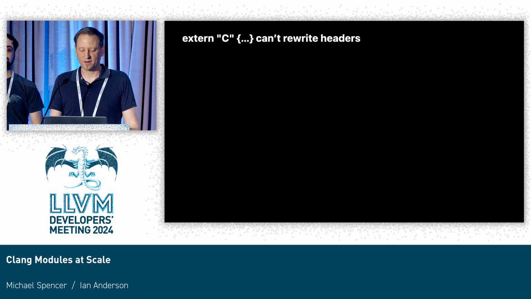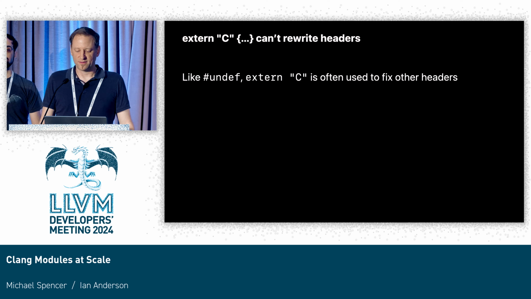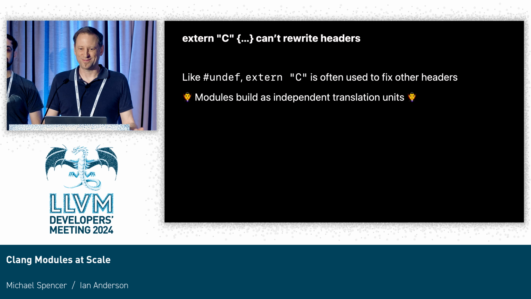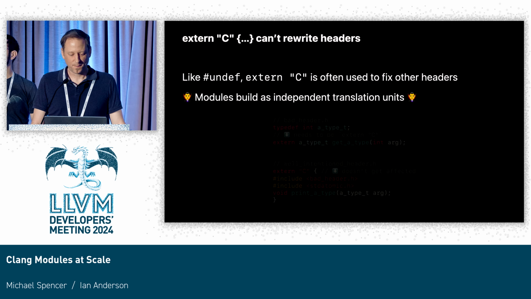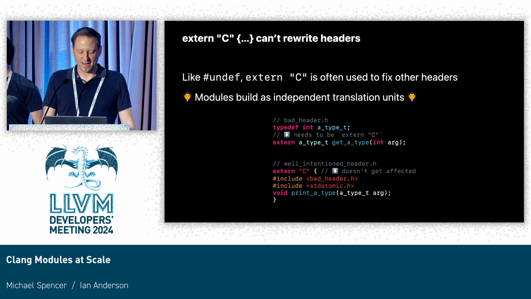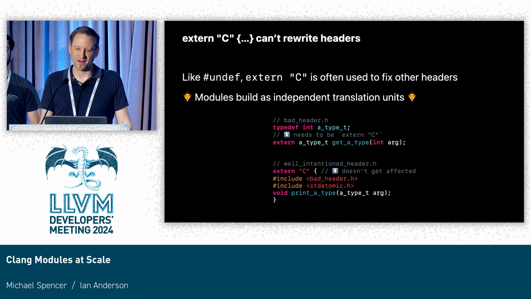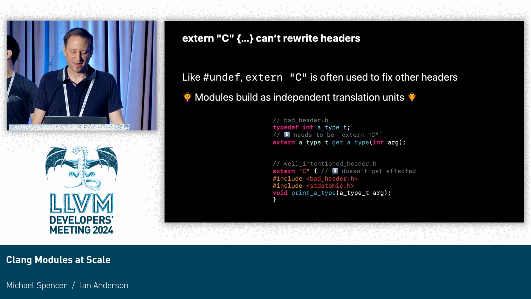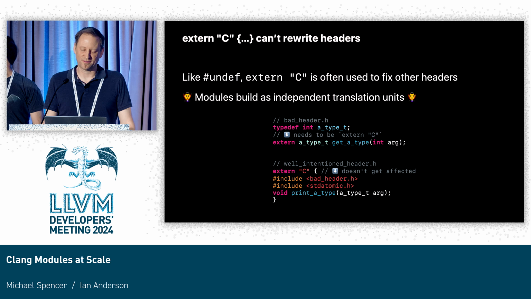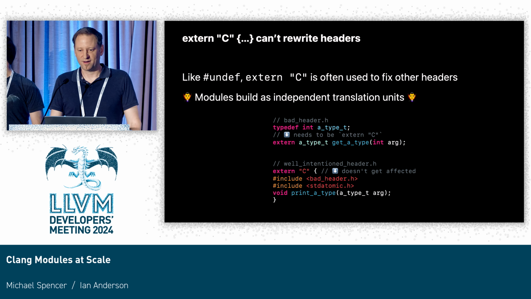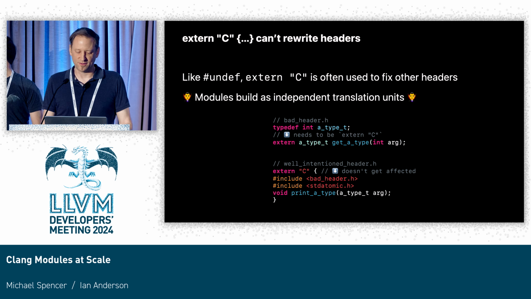Extern-C is pretty similar. It gets used sometimes to fix other headers that make mistakes, but modules built as independent translation units gets us one more time. So we have this bad header that has this getAtype function, and they forgot their extern-C there. And then you have this well-meaning header in the middle layers, and it tries to bracket in extern-C to kind of help you out. But once again, bad header there. It builds in an independent translation unit, so it doesn't get that extern-C bracket. It's still missing. It's still a problem. You still get your linker error.